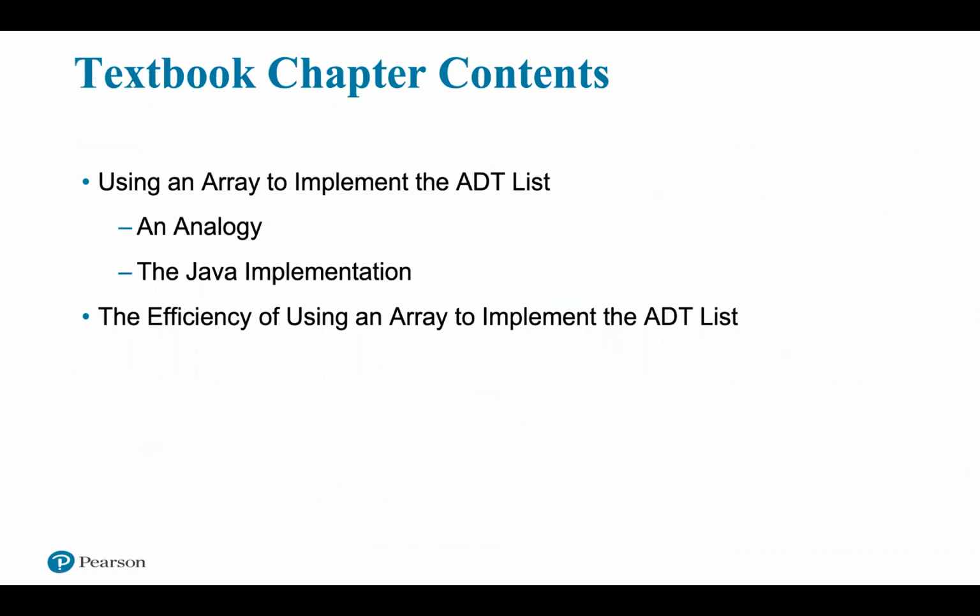This is the listing of the textbook chapter contents. We'll look at using an array to implement the ADT list, and then the efficiency of using an array to implement the ADT list. You have seen several examples of how to use the ADT list in a program. We will now discuss different ways that you can implement a list in Java. This chapter uses an array to represent the entries in a list.